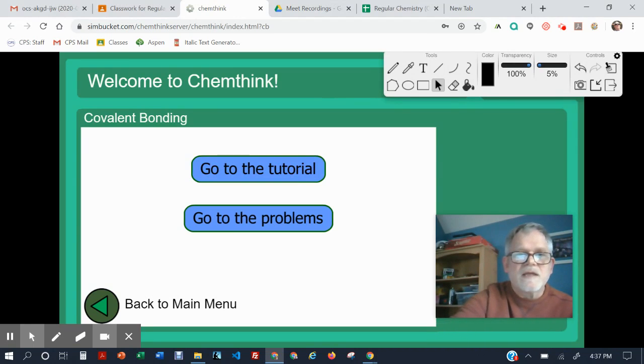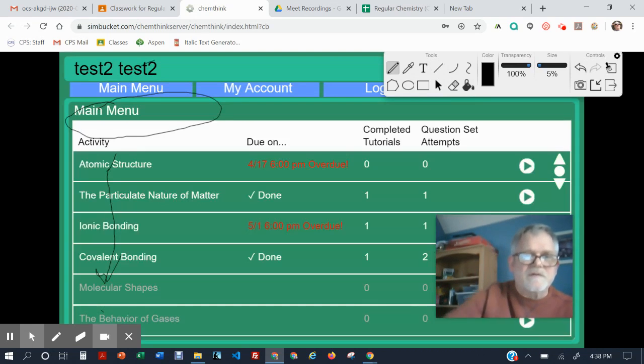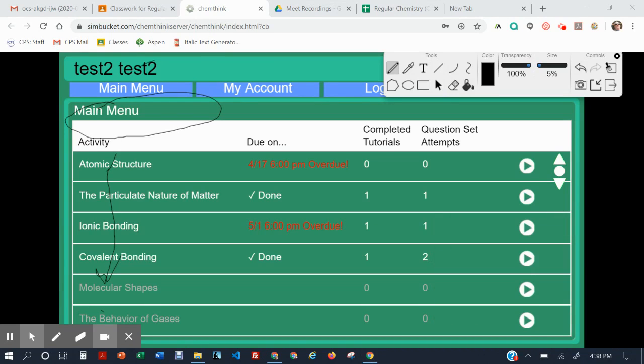So notice that it says covalent bonding here. And for some reason, I've talked about this before, but it always opens with covalent bonding. Well, we don't want to do covalent bonding right now. We want to do the ion. So I have to go back to the main menu, right down here. And there we are. Now, also, I am going to get rid of my face so we have more room to see.